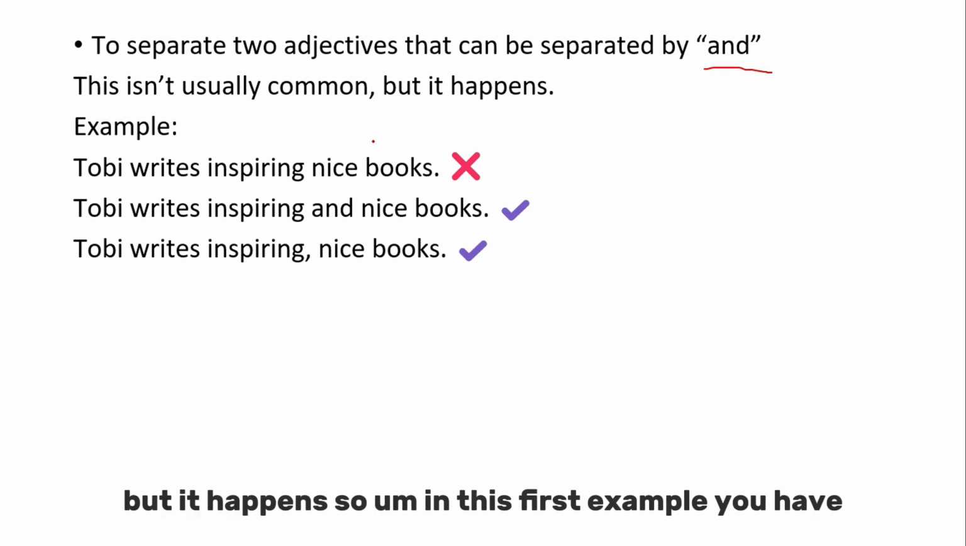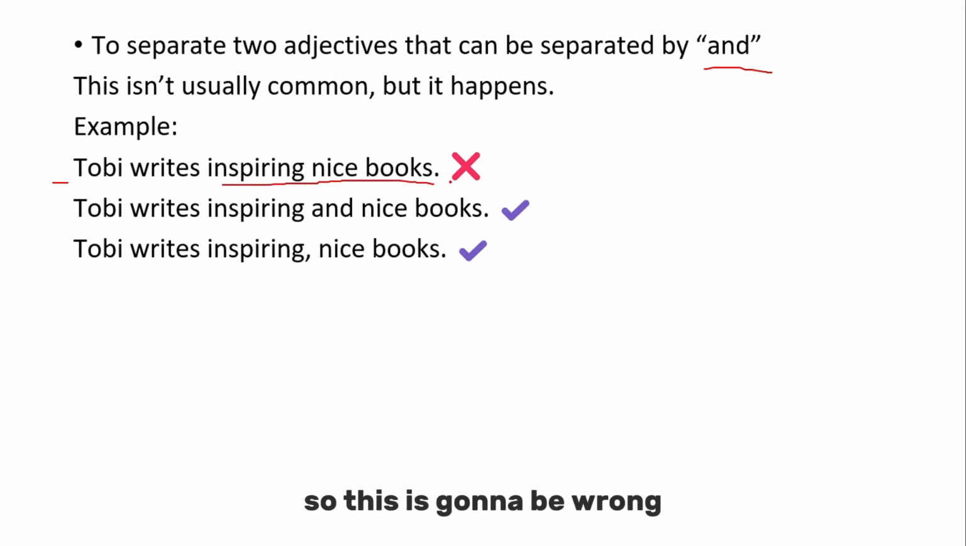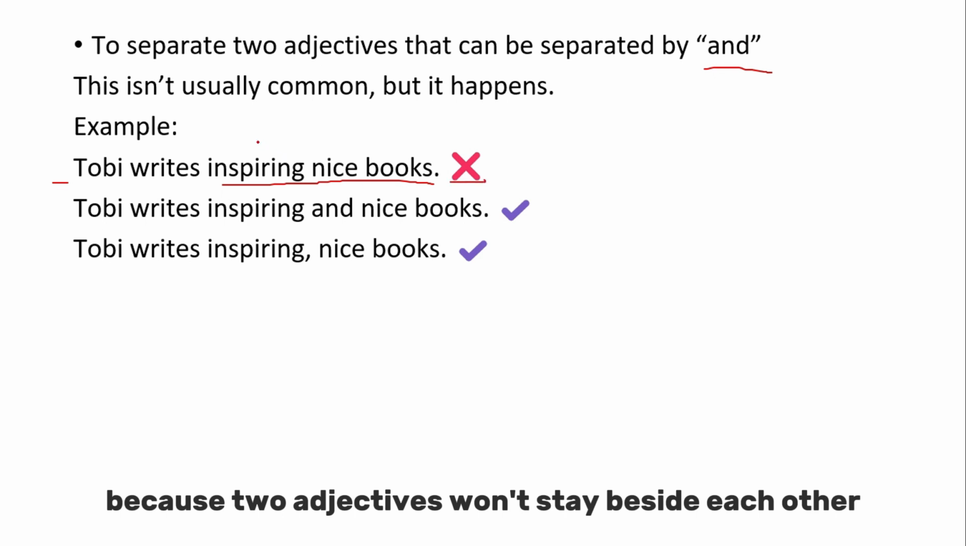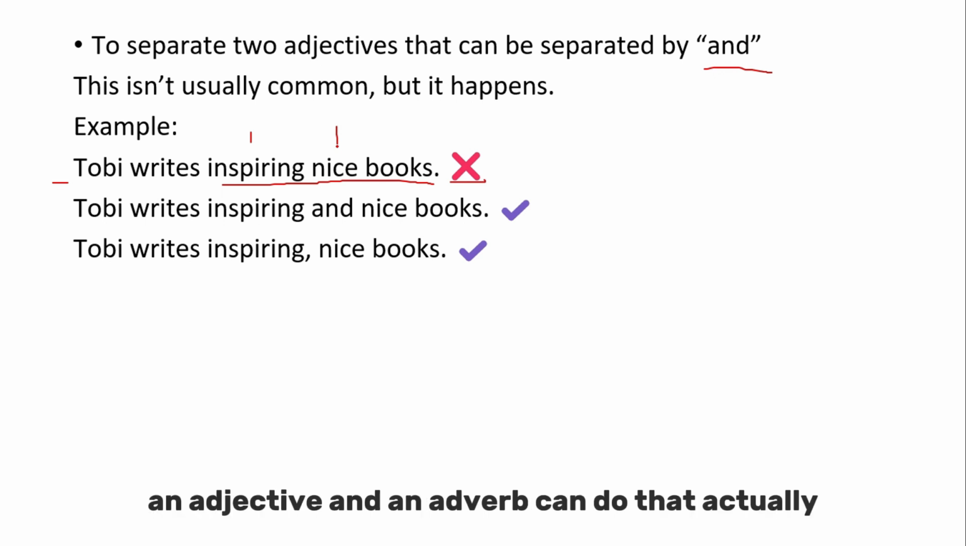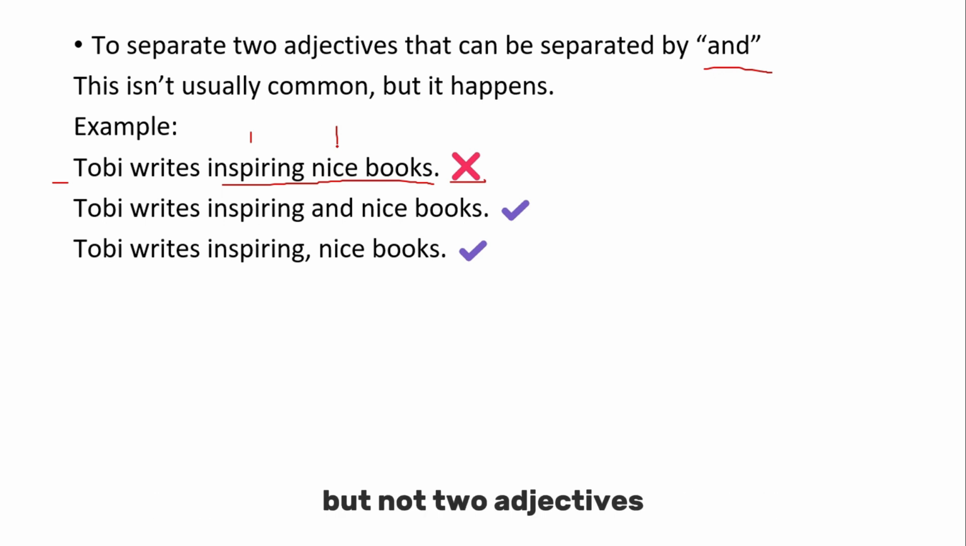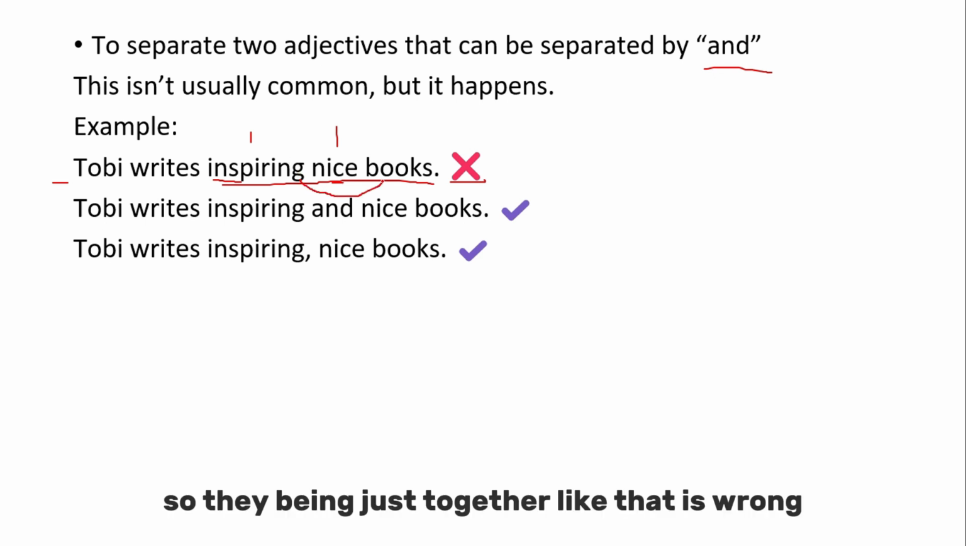So in this first example we have: Toby writes inspiring nice books. This is gonna be wrong because 2 adjectives won't stay beside each other just like that. But an adjective and an adverb can do that actually, but not two adjectives. Inspiring here is an adjective, nice here is an adjective. Both of them are meant to qualify the noun books. So them being just together like that is wrong.